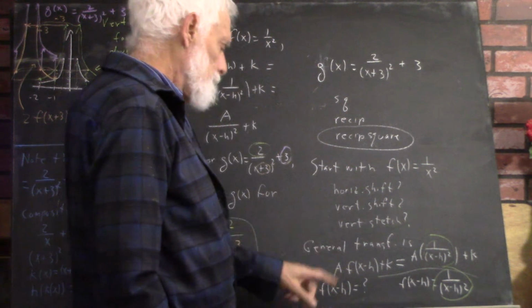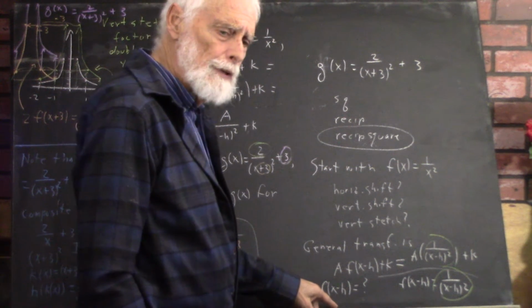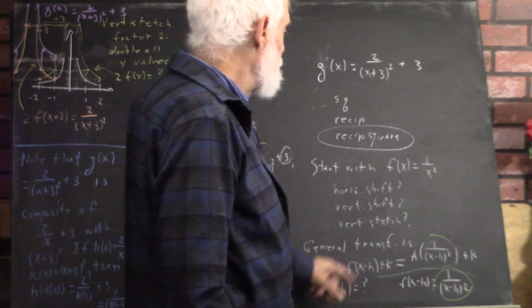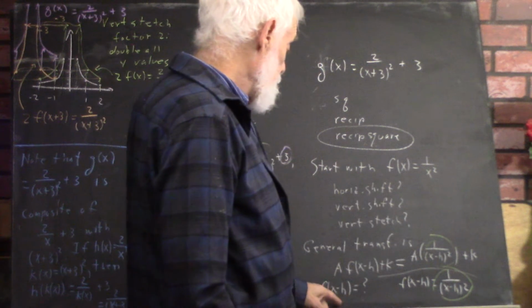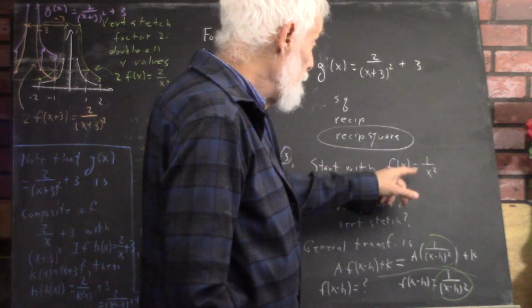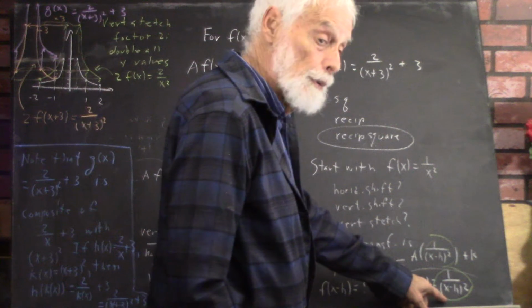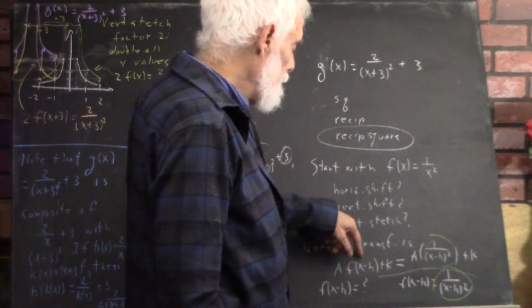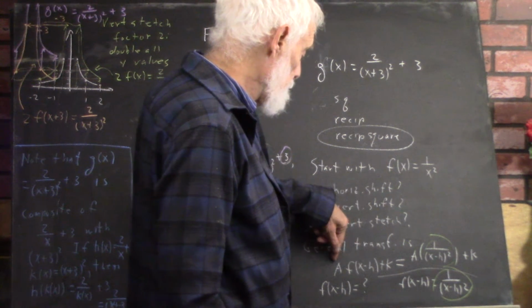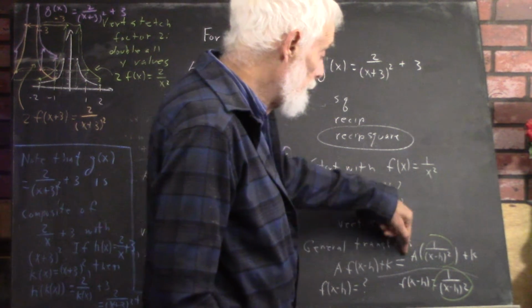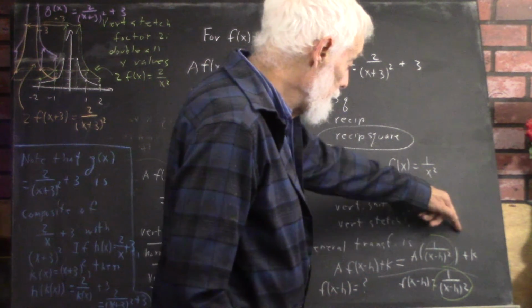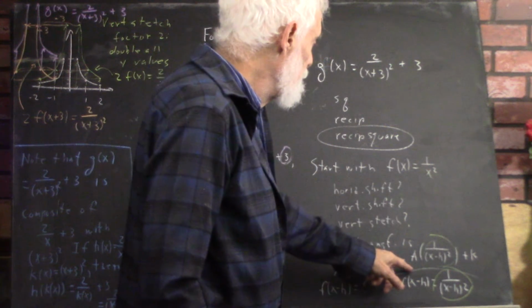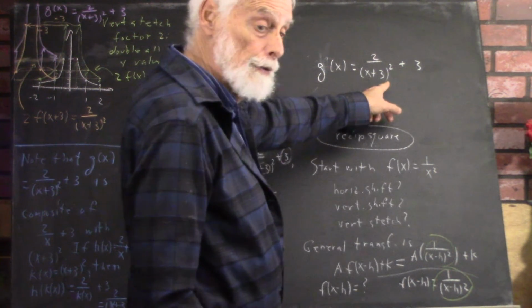I said, well, what's f of x minus h? Clearly, if f of x is 1 over x squared, f of x minus h is 1 over the quantity x minus h squared. Then it's easy to get a f of x minus h plus k. You just put an a in front of f of x minus h, plus k. This is the form of the function. Now, is this the form of this function?